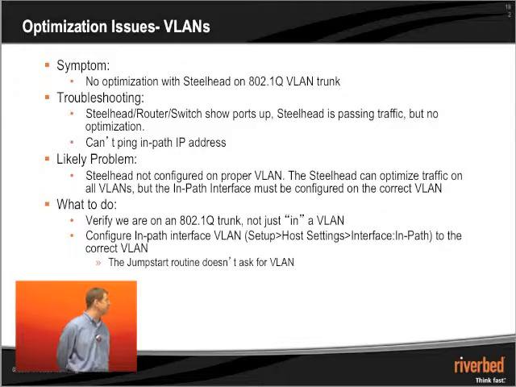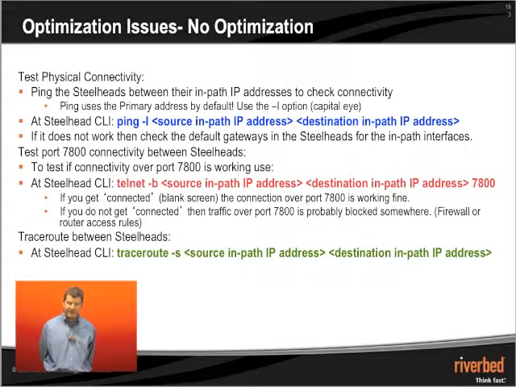Now we can step through the process for testing this, and the best thing to do is to start by pinging between the two steelheads. If we drop to the CLI and use the simple ping command, that's going to ping by default out the primary interface. In most situations, we're talking about an in-path deployment, so we want to ping between in-path interfaces. We do that by using the capital I. So we ping minus capital I, and we use the source and destination in-path IP interfaces for that ping.